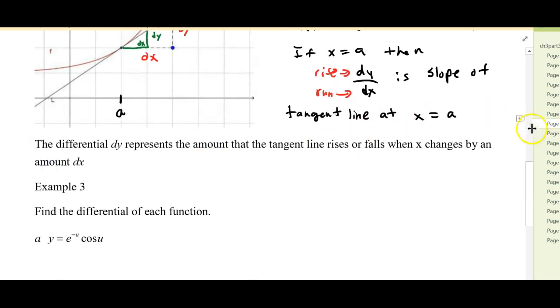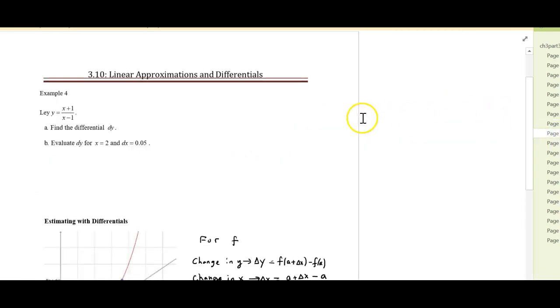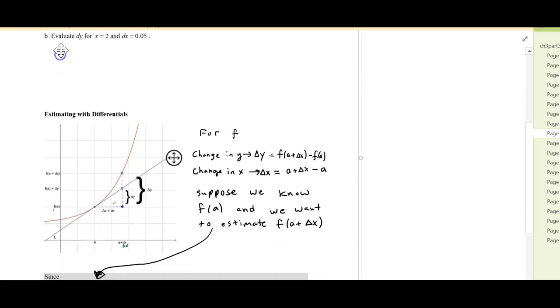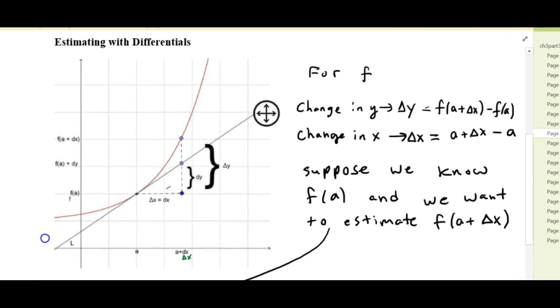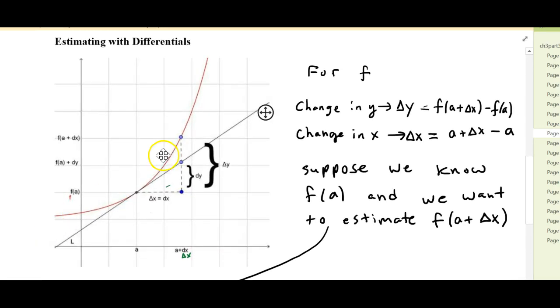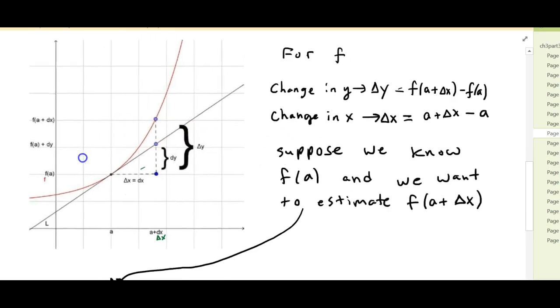Right, so we went through a couple of examples computing dy, and then we went into what we can use these for. One application would be to estimate the value of a function using the differential. And this is where we left off. We just started going over that part. So this is what you should have on your paper already.